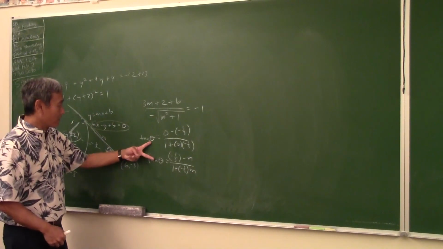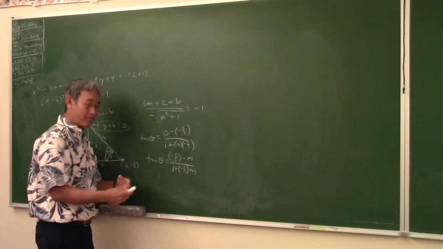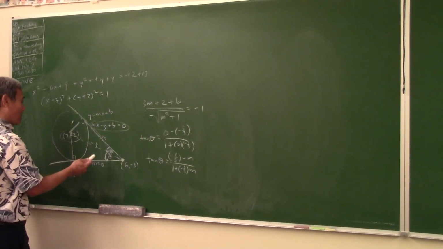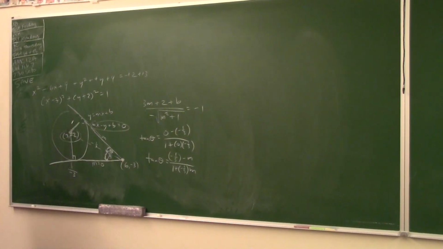But since these are equal, these got to be equal. So all you have to do is set this equal to this and solve for m. Okay, I'm going to leave the computation to you. It's quite easy. And that's why with these kinds of problems, you need to draw a picture to see things.